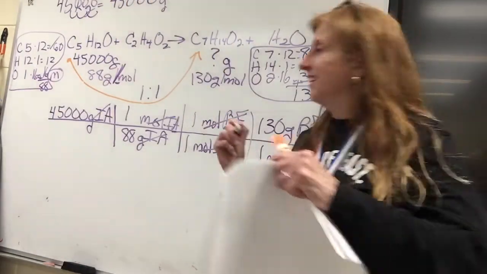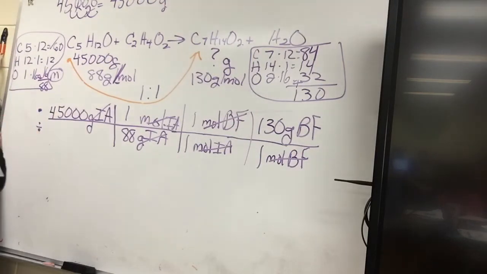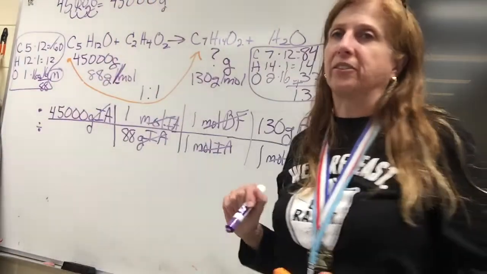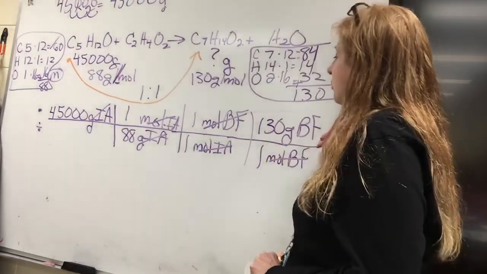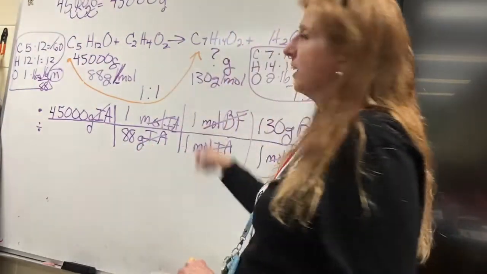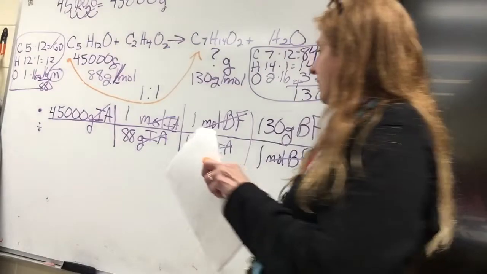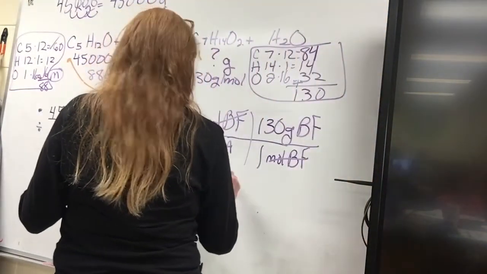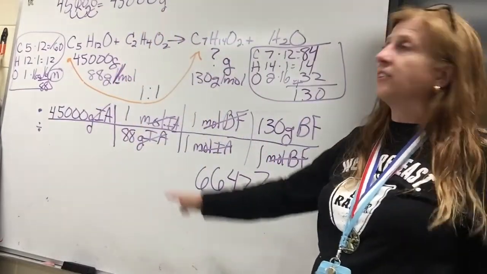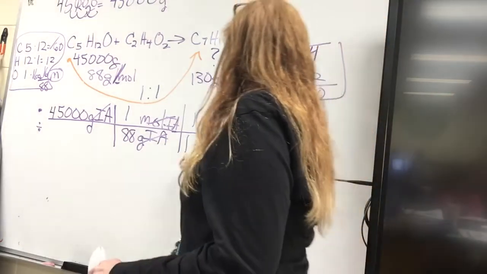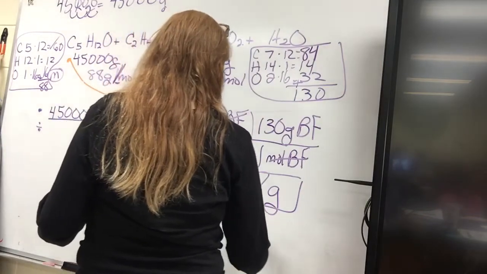So the answer is 180 grams. No. The answer is everything on top gets multiplied, everything on bottom gets divided. Put it in your calculator and let's see what the answer is. 45,000 times 1 times 1 times 130, enter, divided by 88, enter. Really, you can skip the ones because anything multiplied or divided by 1 is itself. 66,477 grams. We don't want our answer to be more precise than our number, right? And if they wanted kilograms, we'd just round it to 66.5 kilograms.